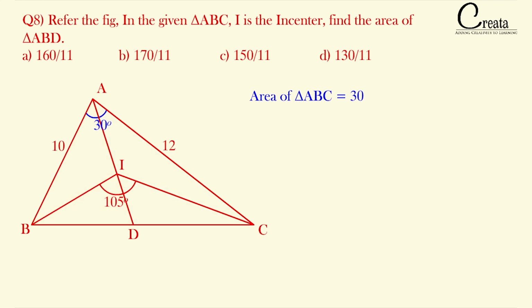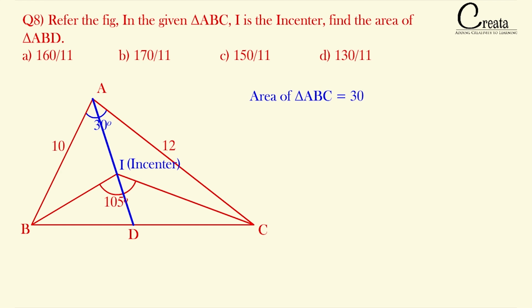We know the area of the complete triangle ABC. If somehow we get the ratio of the areas of these two triangles, we can get the area of the triangle ABD by the fundamental of ratio and proportion. So now we will focus on getting the ratio of the areas of these two triangles. Here we will use the angle bisector theorem. Here it is given that I is the incenter, which means AD will be the angle bisector.